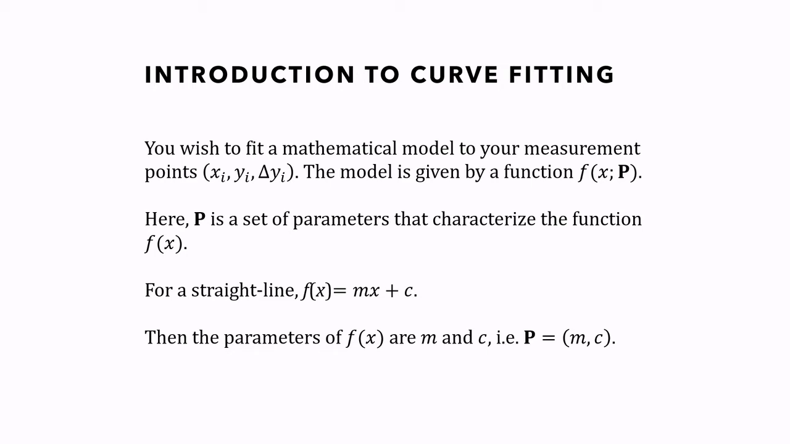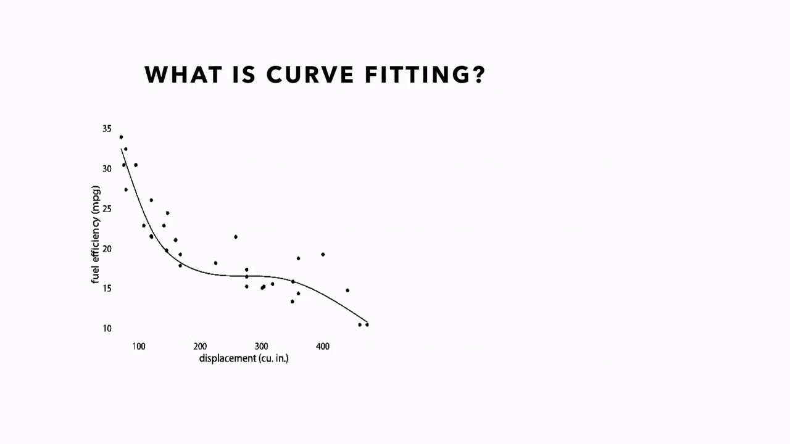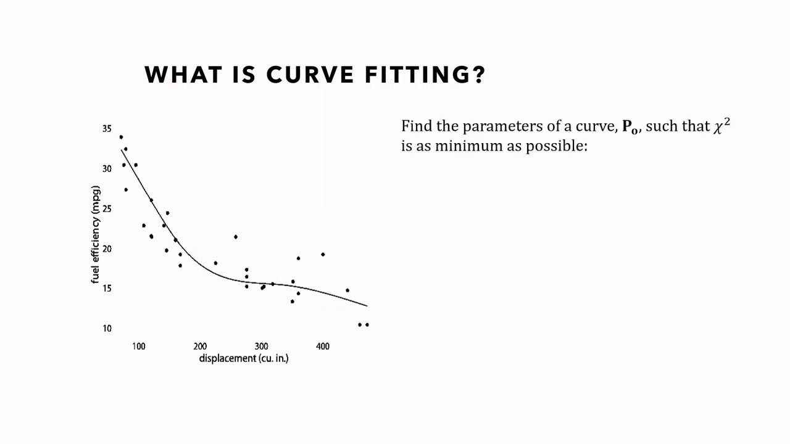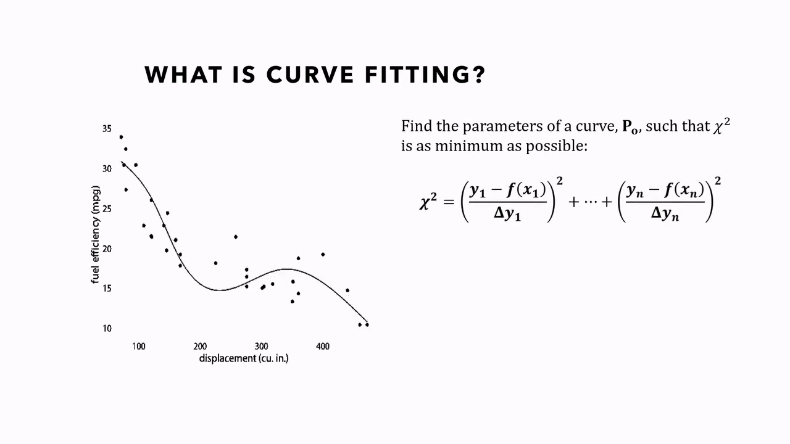The main idea of curve fitting is to search for the optimum parameters of a curve, P0, such that the corresponding chi-squared value is the minimum. Here, the chi-squared is given as the squared sum of the weighted difference of the measured value and the predicted value.